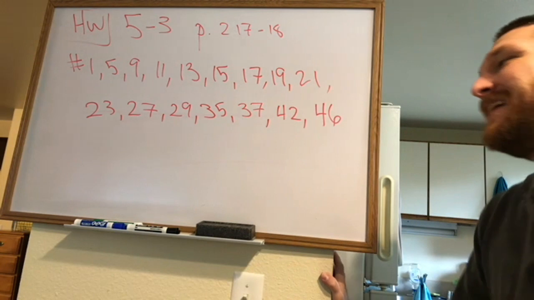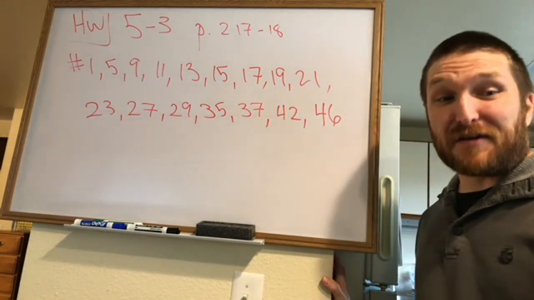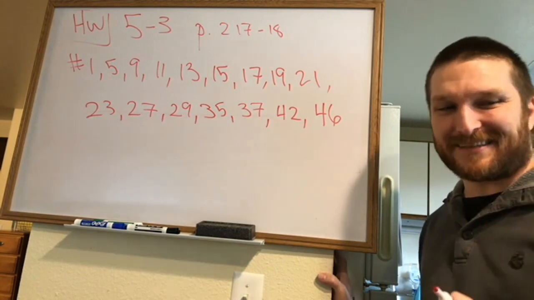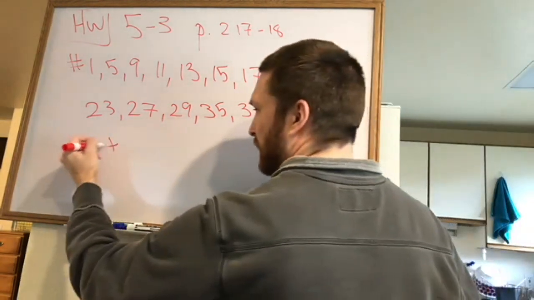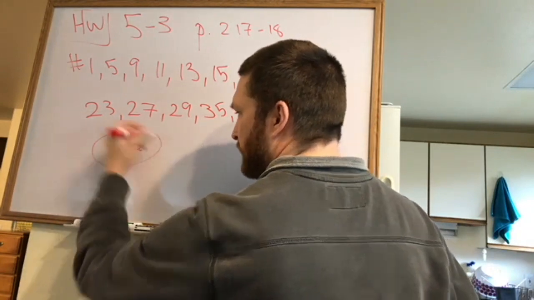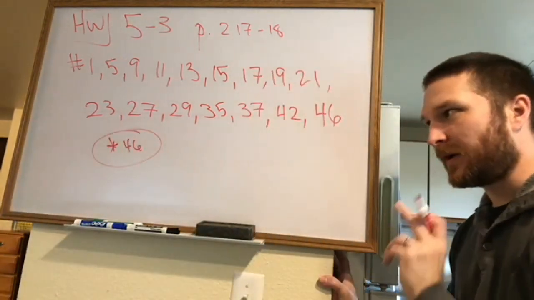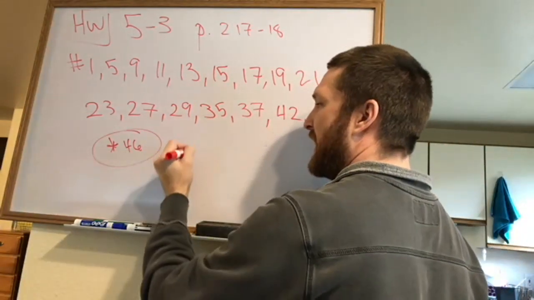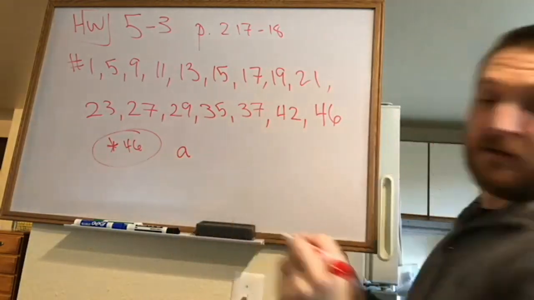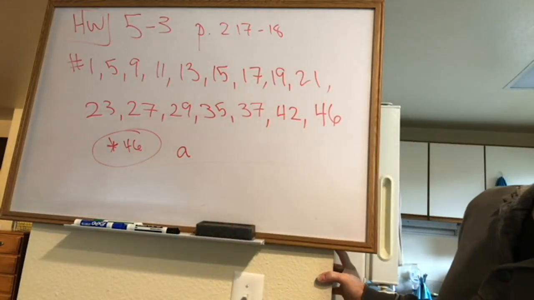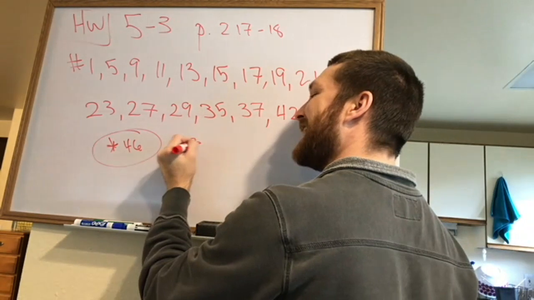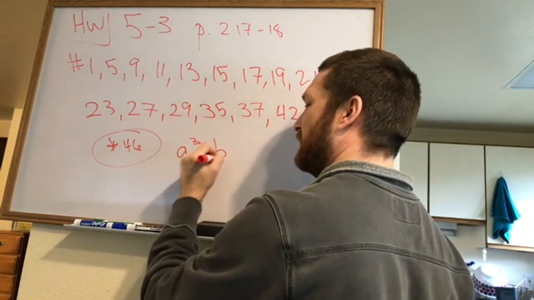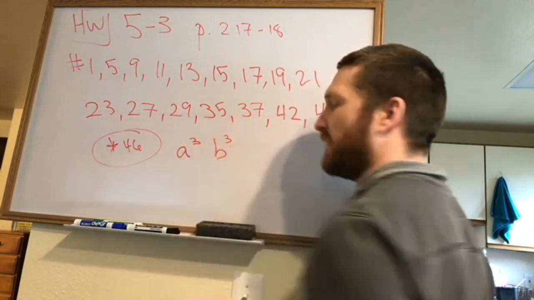Okay. On 46, there's a very hard way of doing it, and then there's a much easier way. And here's the hint for 46. If I have two numbers, say a raised to a power, let's just say it's a raised to the third, and I multiply that by some number b raised to the third.